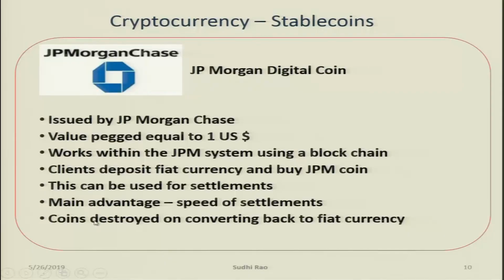The branches can do the job of converting back into the local currency. And the main advantage that JP Morgan Chase is saying is speed of settlements. A typical wire transfer takes a day or two at a minimum. Some of the international currency transfers, especially if the currency is not heavily traded, can take up to 2 weeks. The advantage of JP Morgan coin is the transaction can be done in a few seconds.